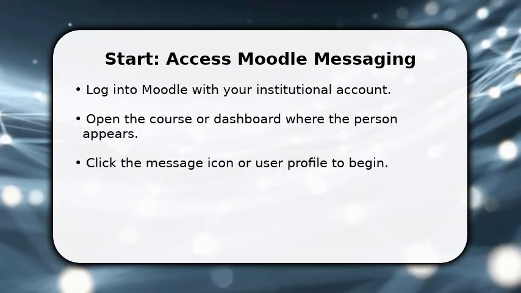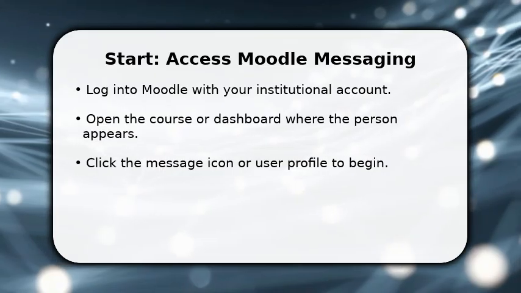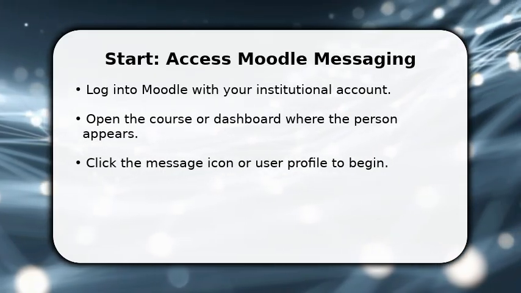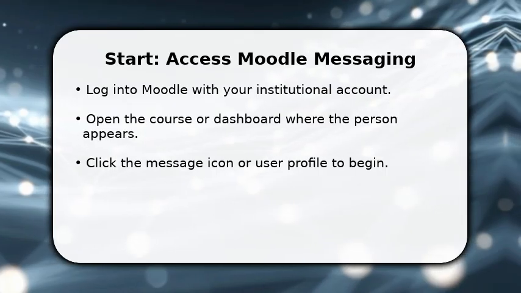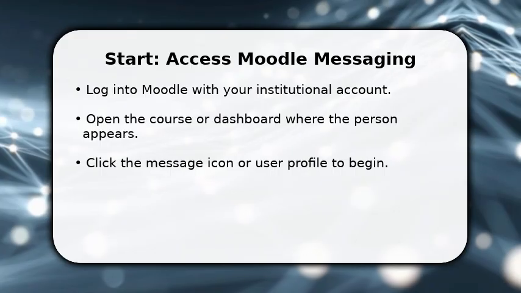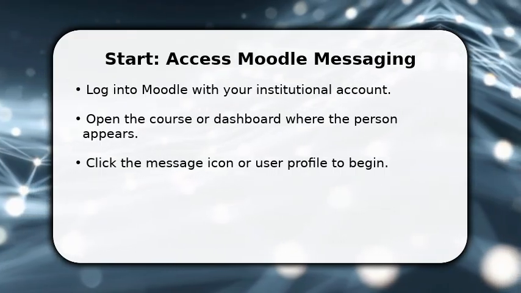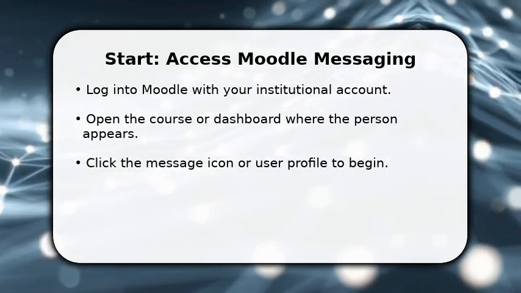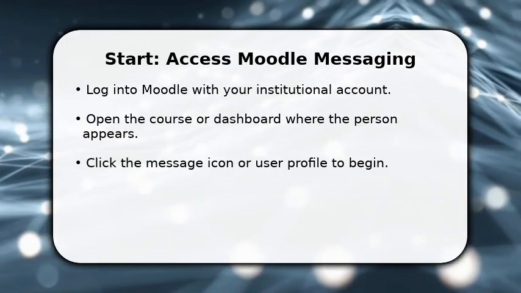You're logged in and ready. Go straight to the course or dashboard where the recipient appears. Once there, locate the message icon in the header or click the person's name to open their profile. Make sure notifications are enabled in your account settings so messages arrive. After opening the profile card, choose the message option.